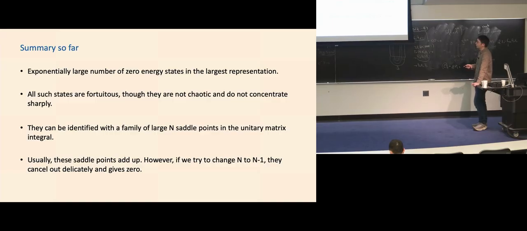Now, usually these saddle points add up. However, if you try to change n to n minus 1, they are dressed with these oscillating phases, and they cancel out delicately and give 0. Okay.